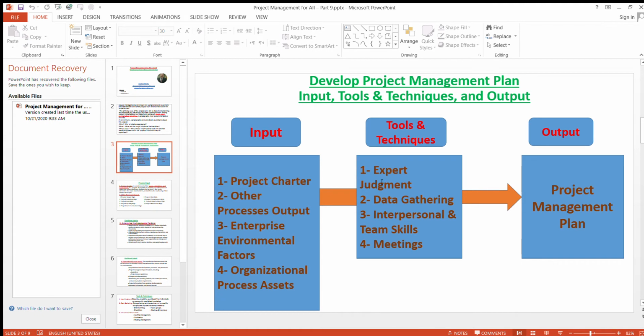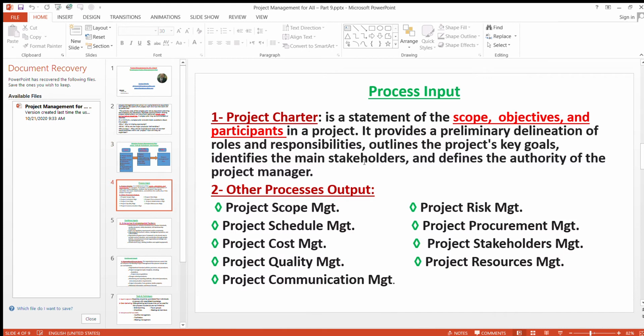What tools and techniques we use to use these inputs and to produce the project management plan. So the tools and techniques are expert judgment, data gathering, interpersonal and team skills, and meetings. The output, as we said, is the project management plan, which has so many subsidiary project management plans. So we talk about the process input. As we said, we use the project charter. What is the project charter?